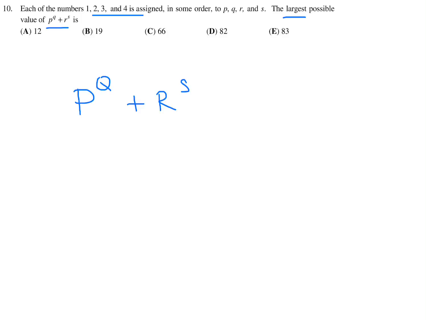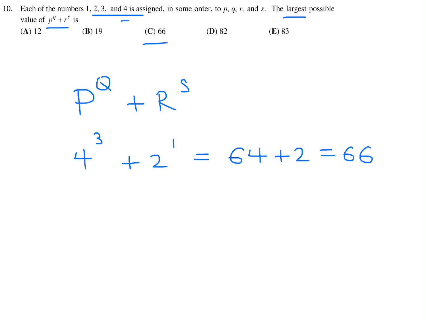So I'm going to use the largest possible number, which is 4. And then Q, I'm going to put 3 because that's the largest of the remaining. And that leaves me with 2 and 1. Let's see what I get. 4 to the power of 3 is 64 plus 2, and this is 66, which is one of the answer choices, but I'm going to try to see if I can get anything bigger.